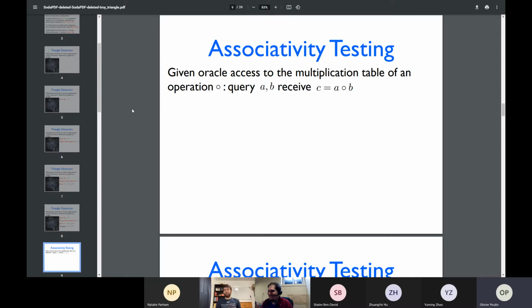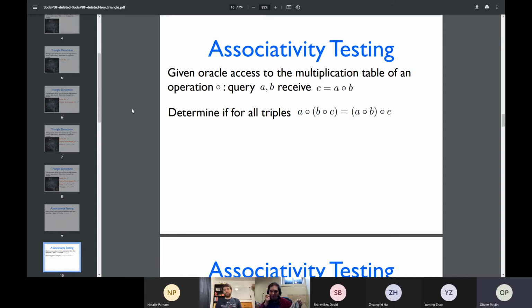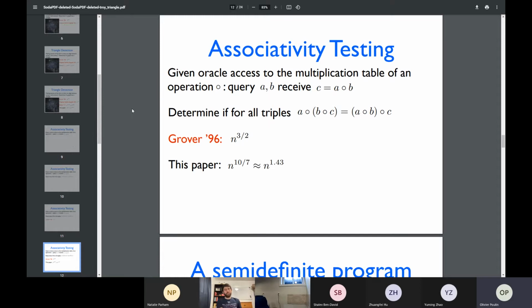So associativity testing is the second part here. That's defined as, given oracle access to the multiplication table of an operation circle, query a comma b, receive c equals a circle b. And that is determining if for all triples, (a circle b) circle c equals a circle (b circle c). So it's basically determining if that holds for all triples, right? Again, the same paper determined the bound for this to be n to the 3/2. And these are upper bounds, by the way.